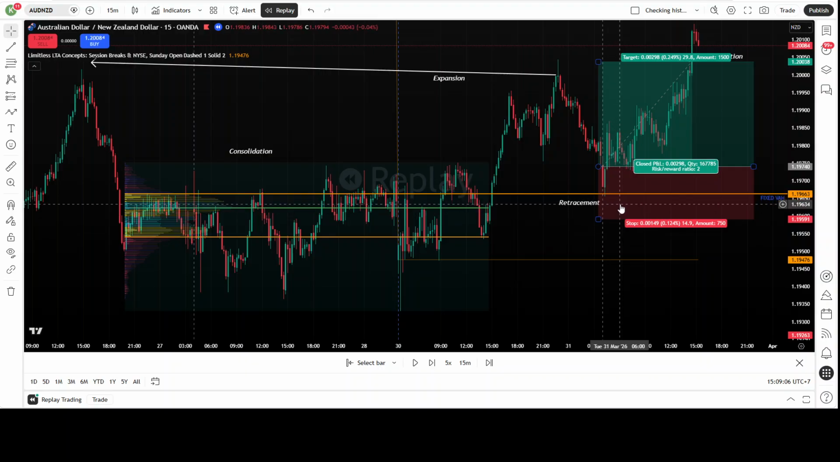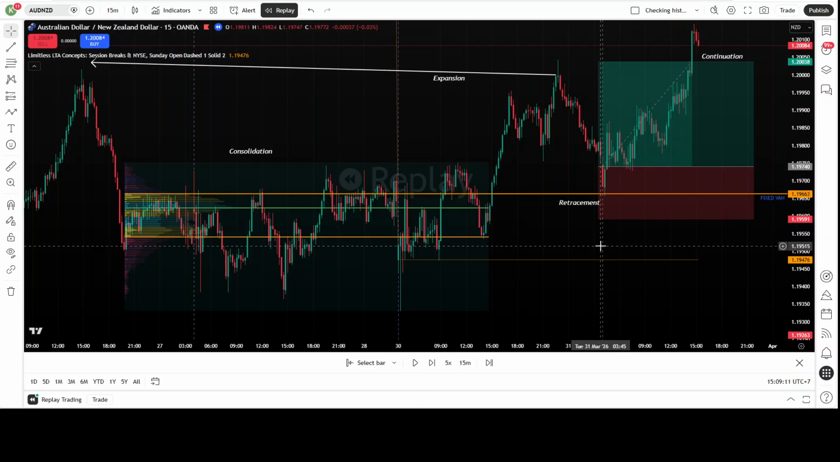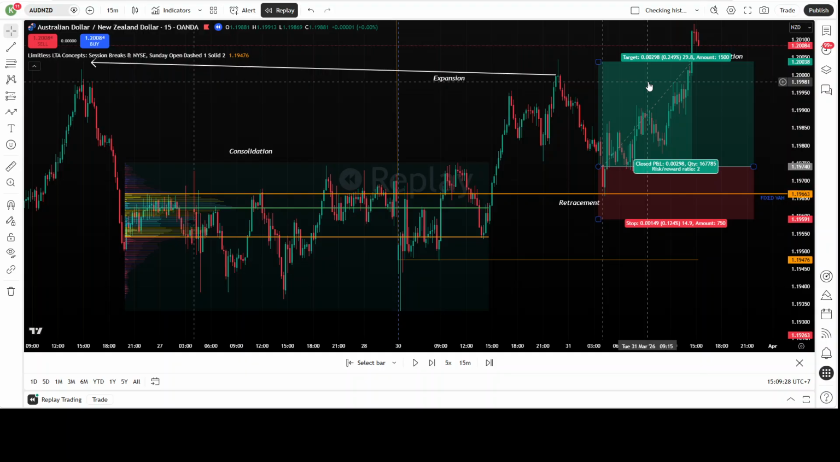I mean, you're going to see these levels time and time again. These volume levels do not lie. If you just check them out, it happens so much. So this was the consolidation, expansion, retracement, and continuation. Beautiful trade with price action.